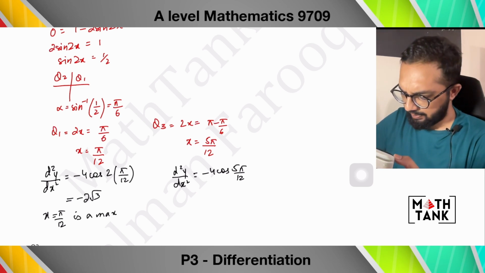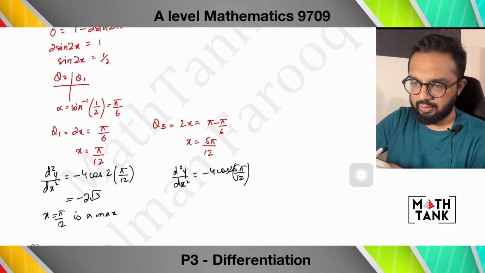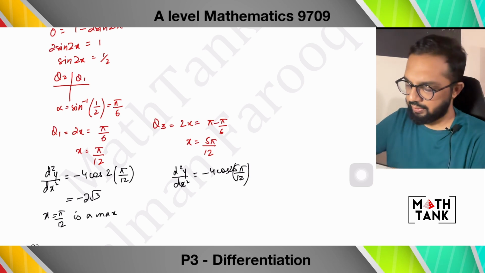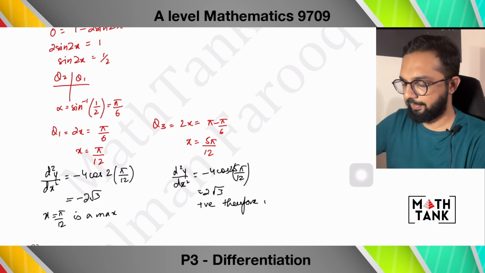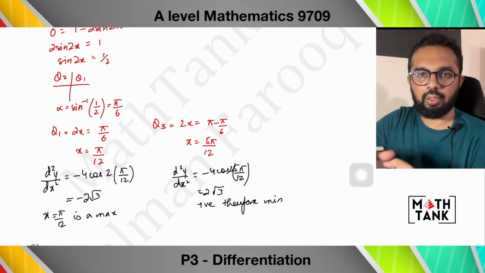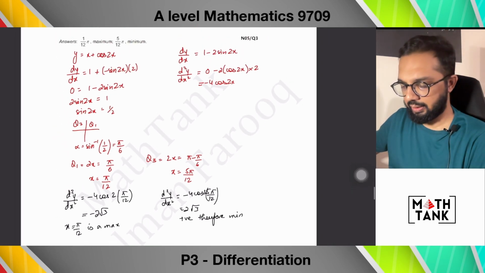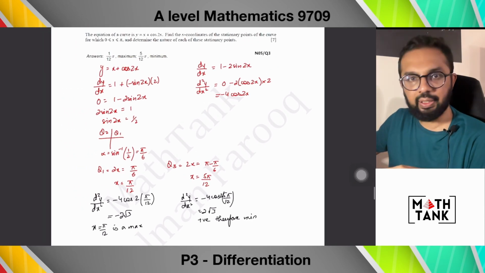5 pi over 12 was multiplied by 2, 2 into 5 pi over 7. So that's 5 pi over 6. That's 2 root 3. That's positive, therefore minimum. Okay, a reasonably simple question for 7 marks. I can zoom out and you can see the entire thing in one go.